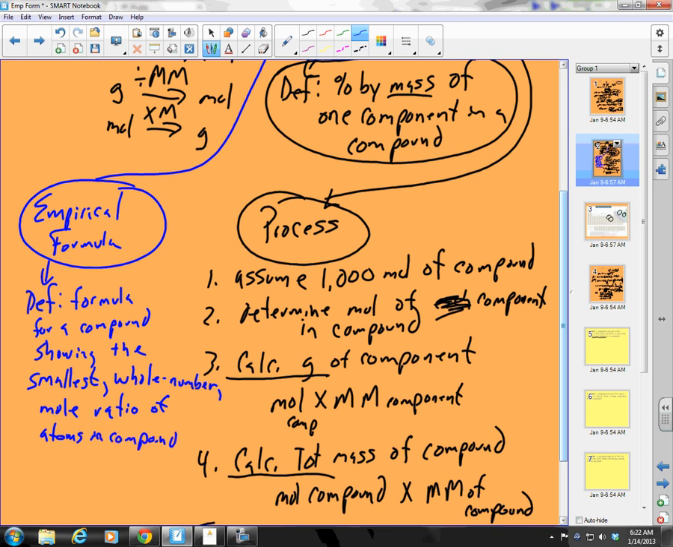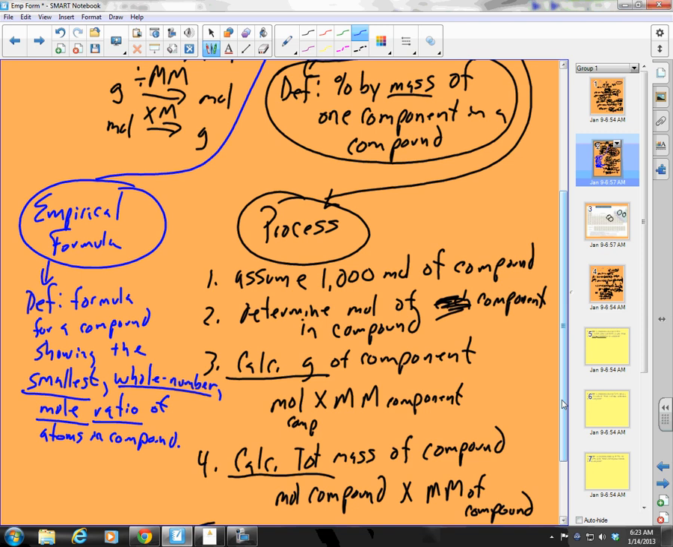Okay, now, what's the real important stuff here? These four words: smallest whole number mole ratio. That means we want to figure out what my atoms are in the compound, and then our elements in the compound, and then establish what? A ratio? What kind of ratio? A mole ratio. This has to be a whole number, not a decimal, and it must be smallest. Okay, good. So that is our definition.